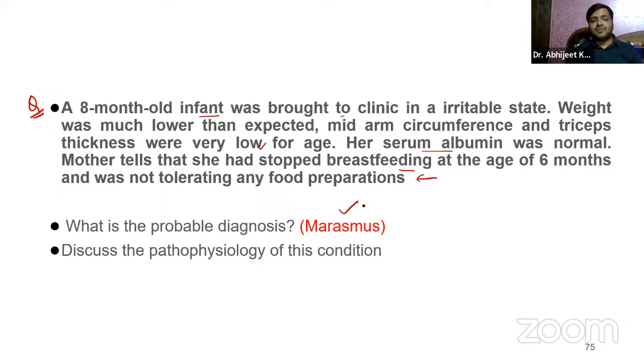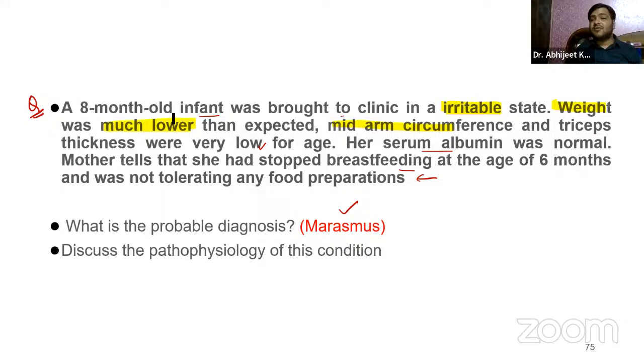Marasmus, right? Marasmus. Now the key indicators. What are the key indicators that you can find over here, guys? You can see irritability, the very first one, right? Irritability is common in malnourished infants due to discomfort and nutritional deficiencies. Now, we have low mid-arm circumference, and you can also see the weight was much lower than expected.